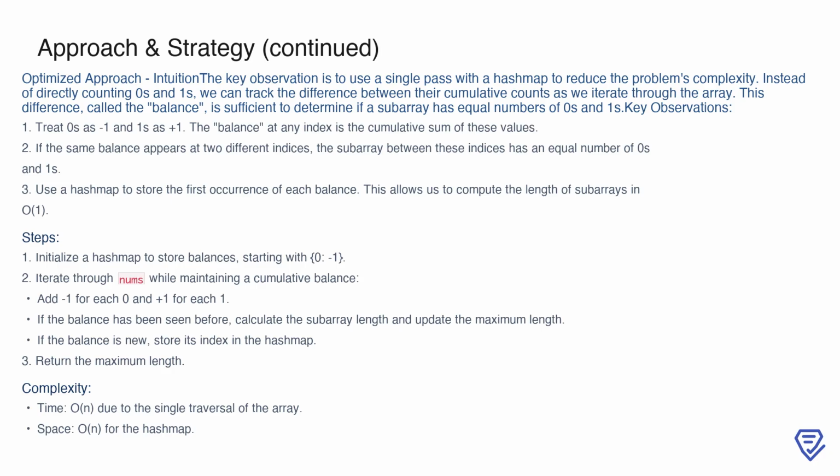If the balance is new, we store its index in the hash map. Finally, we return the maximum length found. This approach is significantly more efficient, with a time complexity of O(n) due to the single traversal of the array, and a space complexity of O(n) for the hash map.